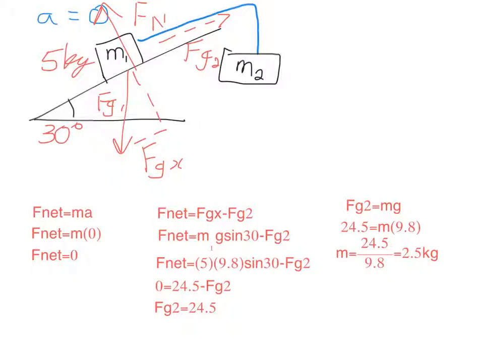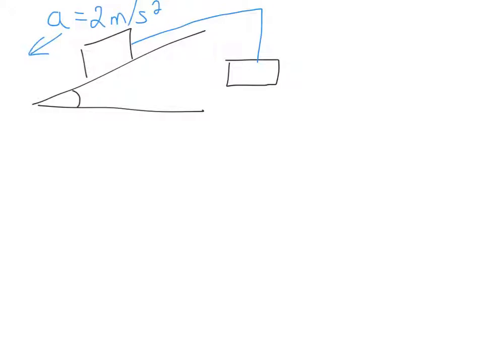But let's try another problem that's a little more difficult. So I will try another example here. All right. Here now we have this mass 1 and mass 2. Let me just go ahead and put those in. I'm going to specify what mass 1 is. We're going to keep that at 5 kilograms. And I'm going to keep this at 30 degrees.